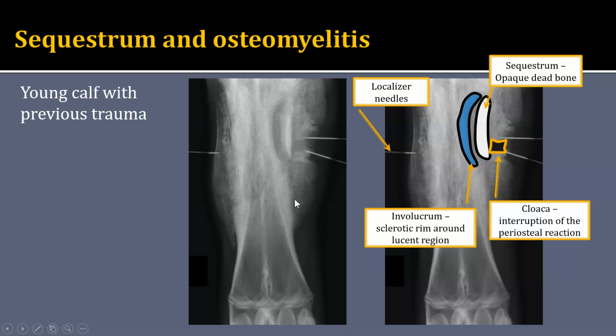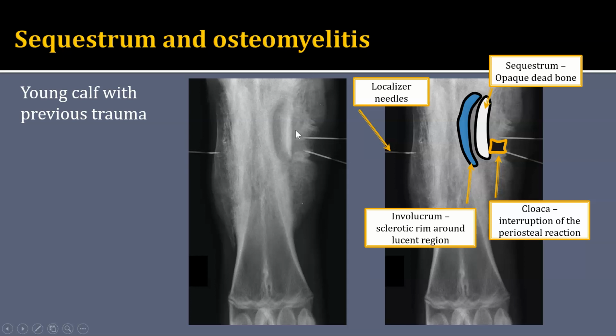And then when we look at this cortex, it's not labeled, so I don't know which side is which. There is a very discretely marginated, very opaque piece of bone with an associated defect in the cortex. So this is our lucent zone surrounding it. So this is our sequestrum. We have that lucent zone that's necrotic tissue and pus. And then there is more sclerotic bone or rim around that defect. That would be our involucrum.